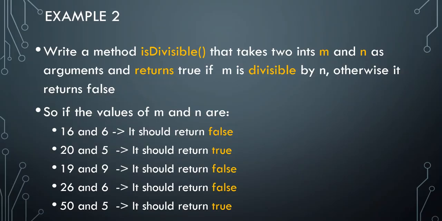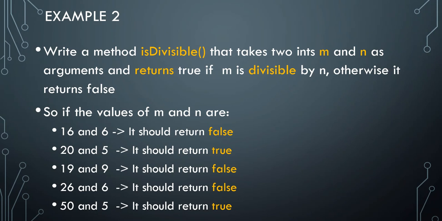Okay, now I have made a small change in this function. The function is the same, the arguments are the same, what it is supposed to do is the same, but what is different is now the program is returning a value. So it is returning true, otherwise it is returning false. That means if it is divisible, it returns true, otherwise it returns false.